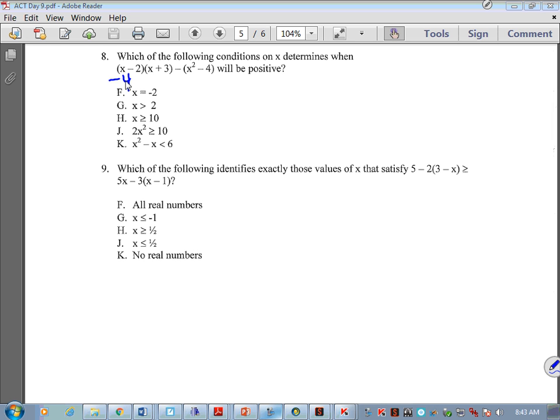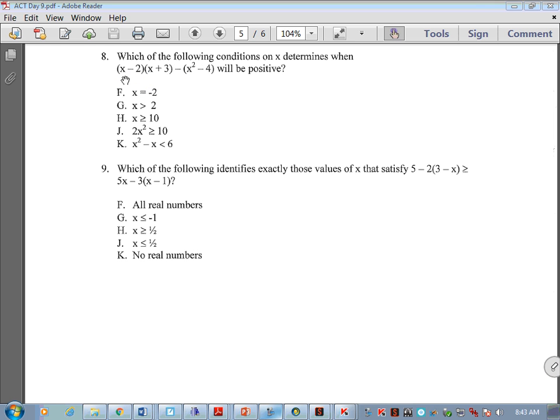-2 plus 3 is going to be 1, right? So that would be 4 times -1, which would be -4. Over here, -2 squared is going to be 4, correct? So it would be 4 minus 4, which would be 0. So I'm going to get -4 times 1, which is -4, minus 0, still going to leave me with -4. So just testing it, I can see that it can't be F, right? It can't be equal to -2.